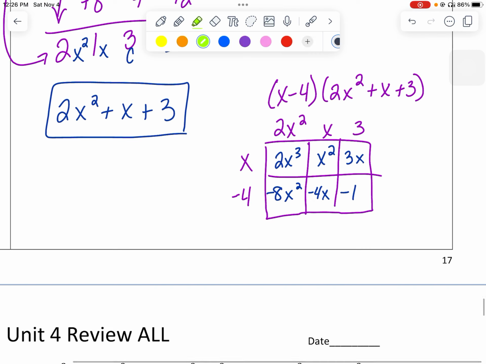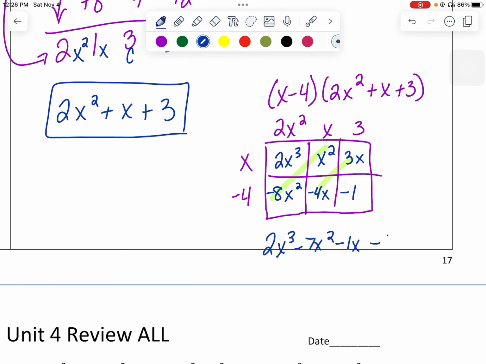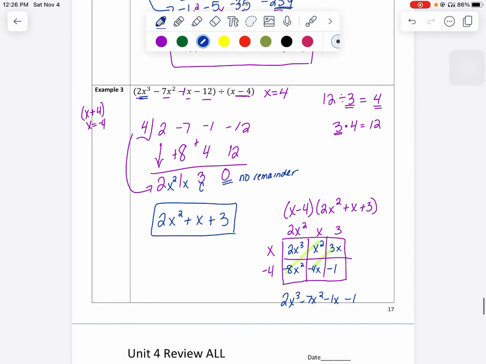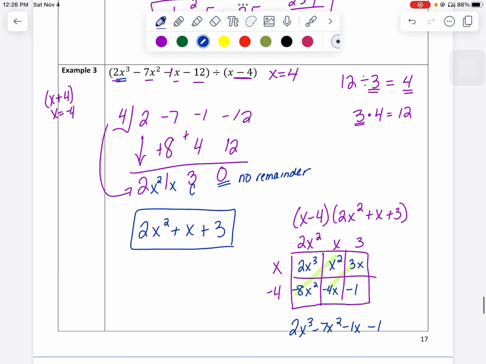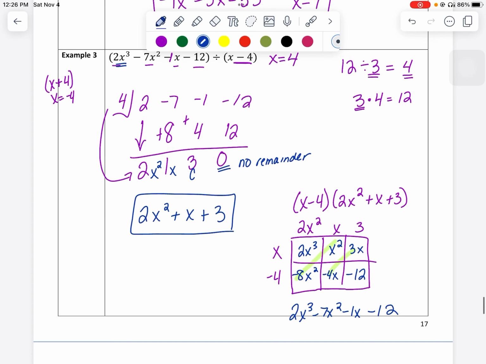And then we have our like terms that are in our diagonal here. And we have a 2x cubed. Then we have a total of negative 7x squared. We have a total of negative 1x and then negative 12. And if you look back, that should be what we started with, except I didn't multiply 4 times 3 correctly at first, so I would have gotten negative 12. And that is what we started with.